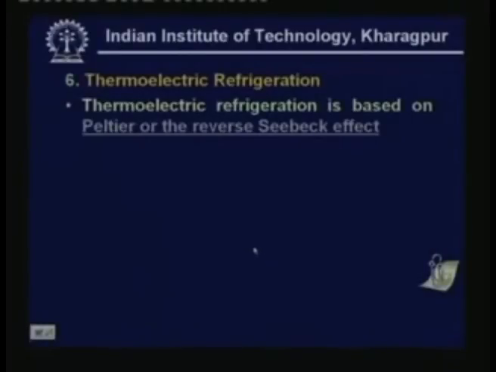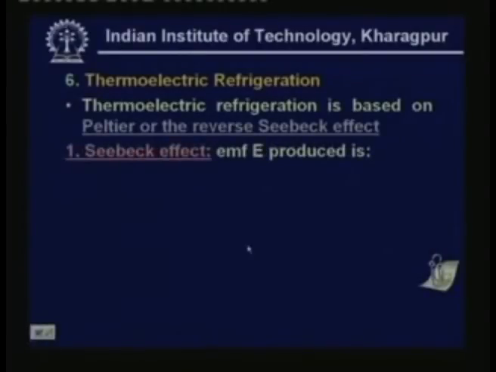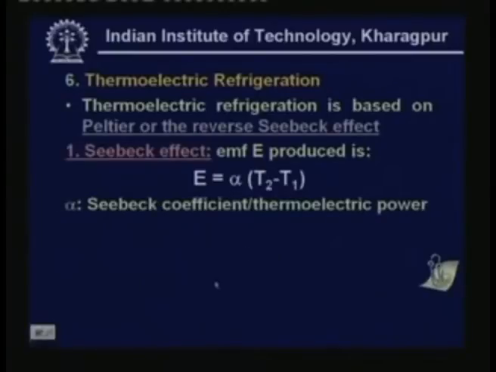Thermoelectric refrigerant systems are subject to 5 different effects. First is known as the Seebeck effect, which I have already described. In the Seebeck effect, as I said, an EMF is produced, and this EMF is equal to alpha into the temperature difference T2 minus T1, where alpha is called the Seebeck coefficient or thermoelectric power.